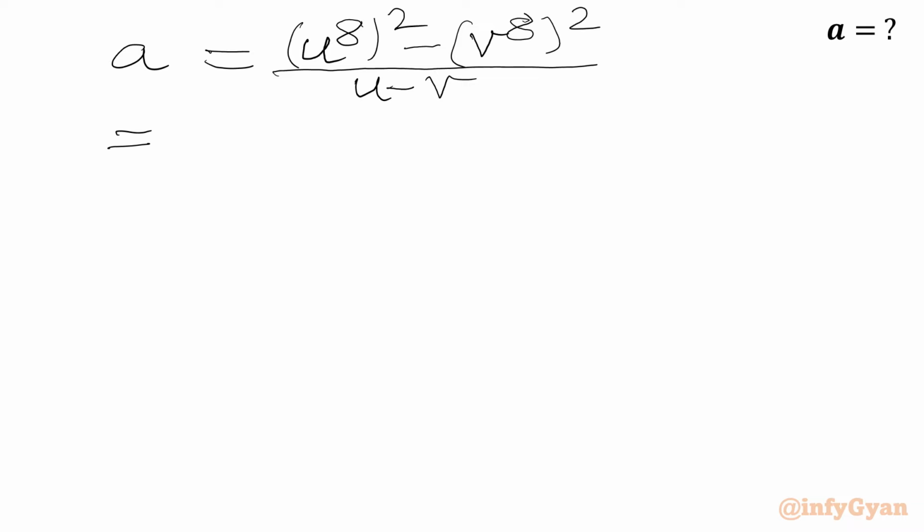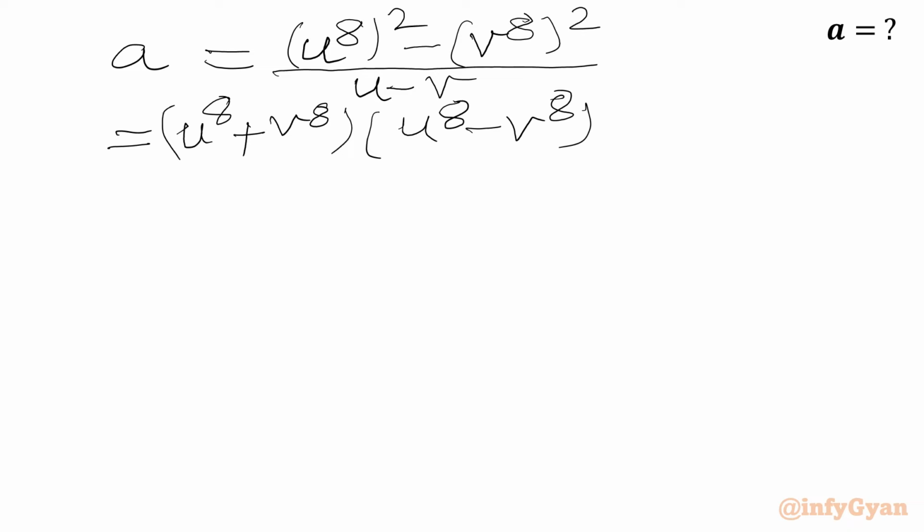Now we will apply formula. We will get u power 8 plus v power 8, a plus b, times a minus b. So we will write u power 8 minus v power 8 over u minus v.